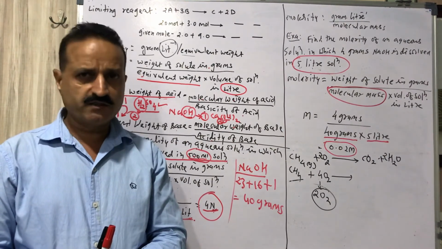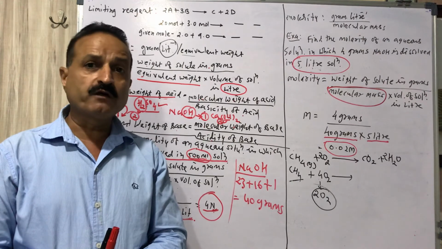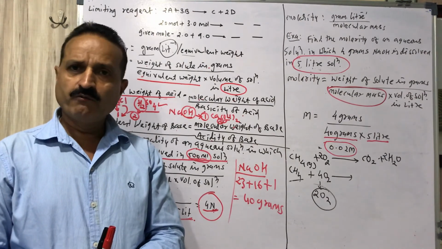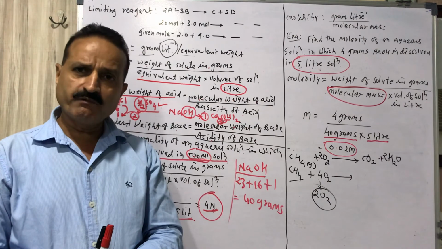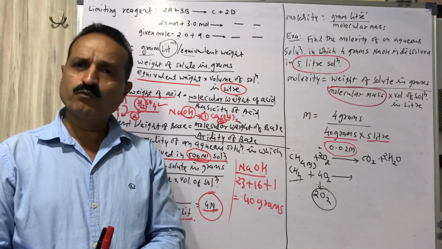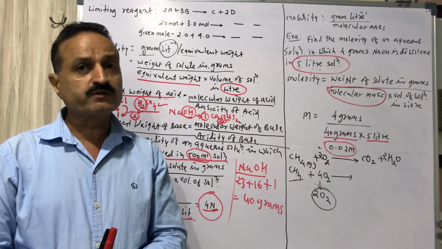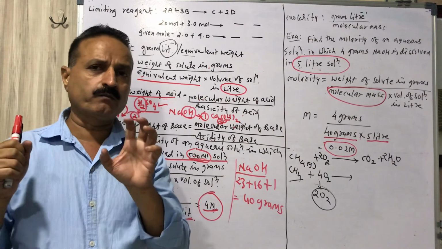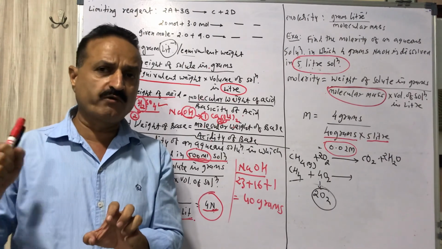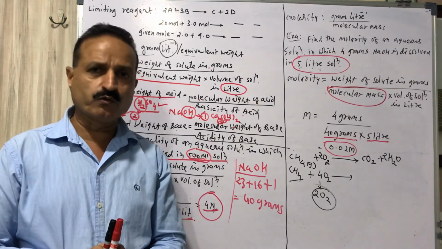So, clear: limiting reagent, normality, molarity. Limiting reagent means the lesser amount of reactant present in the reaction. For normality, remember the formula: weight of solute upon equivalent weight into volume of solution in liters. For molarity: weight of solute in grams upon molecular mass into volume of solution in liters. The difference between normality and molarity: use equivalent weight, then it is normality; use molecular weight or molecular mass, that is molarity. Clear? Thank you very much.